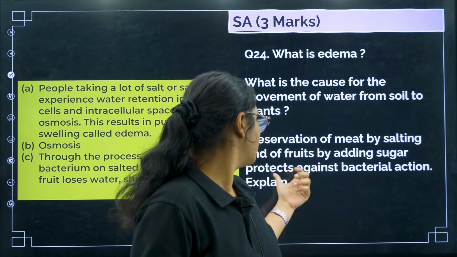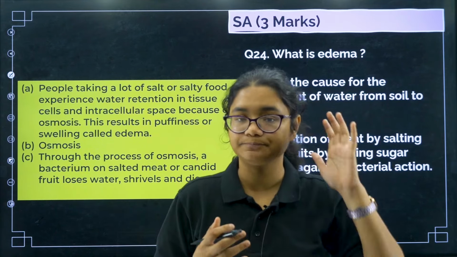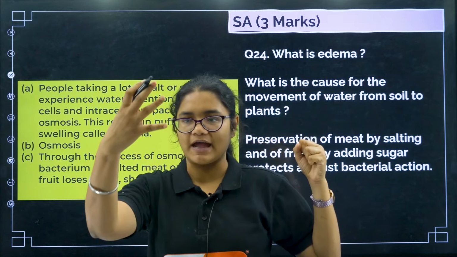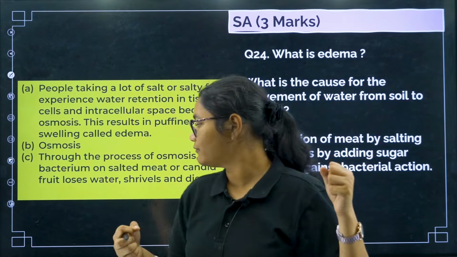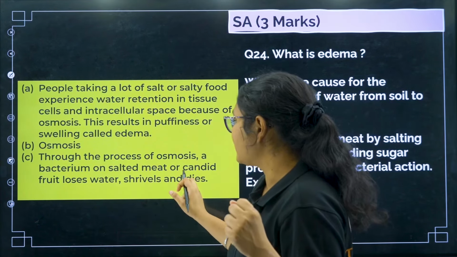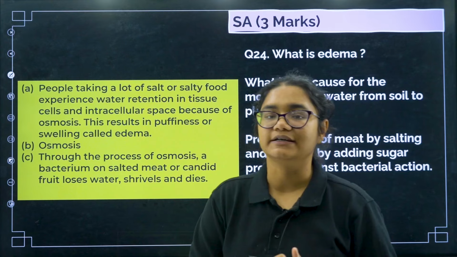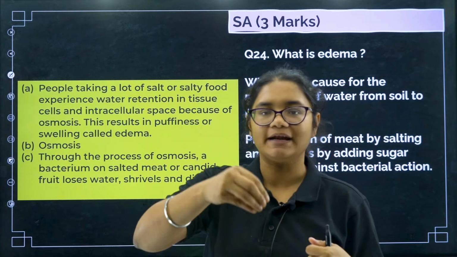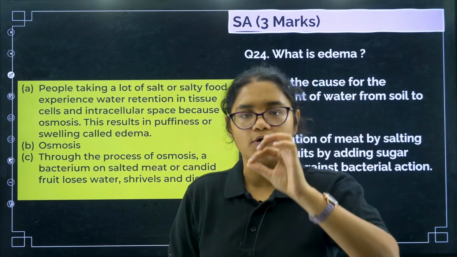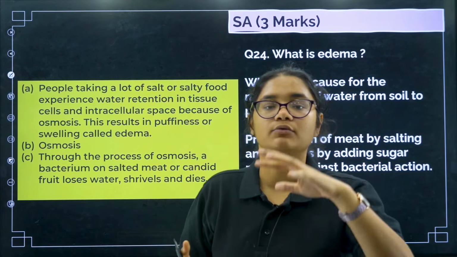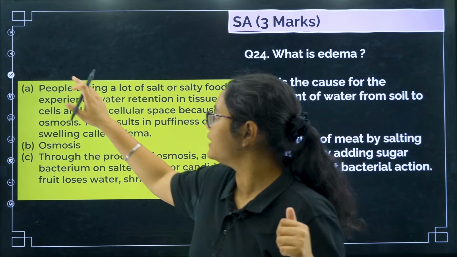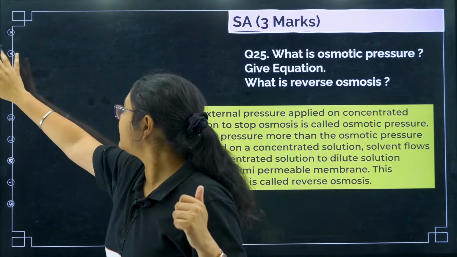Next, preservation of meat by salt. So when you add salt and sugar or anything to the meat or to the fruits, water from the meat will flow out, right, from the higher concentration to the lower concentration. Through the process of osmosis, a bacterium on salted meat or candied fruit loses water and shrivels and dies. So whenever a bacterium comes to attack or spoil that meat, because of the salt solution, the water will move out from the bacterium's body to the meat. So the bacterium will shrivel and die. Okay, very, very common things that we observe in our daily life.